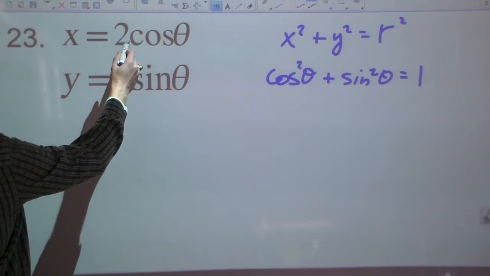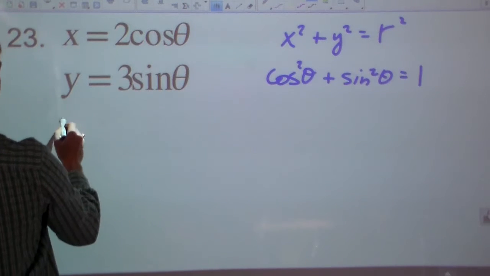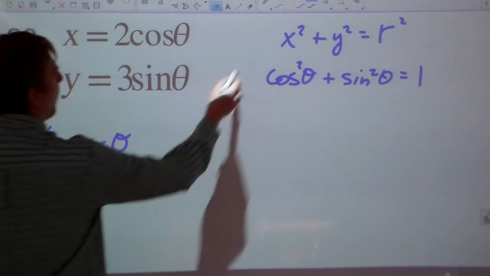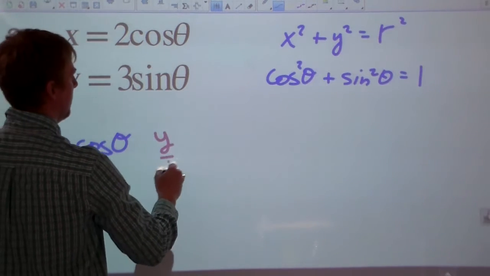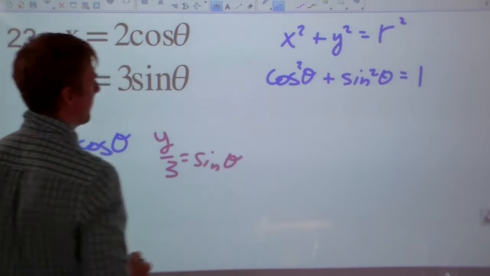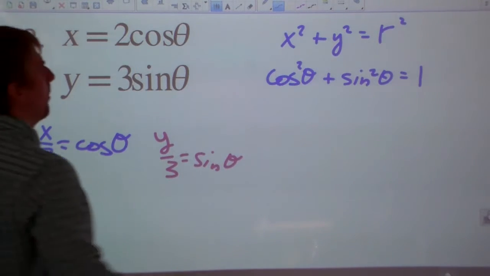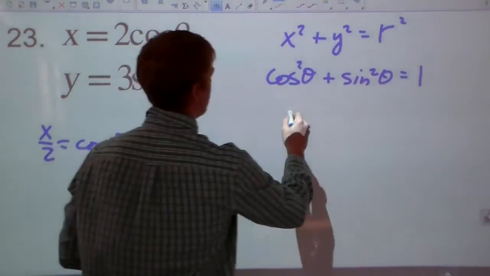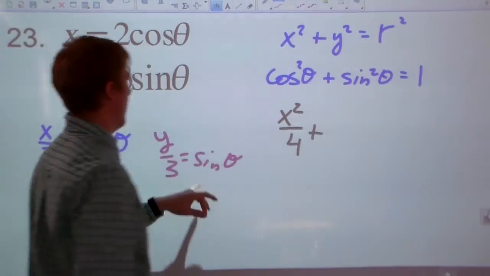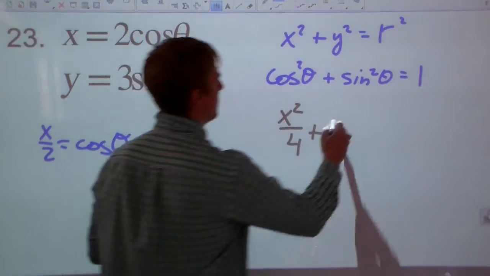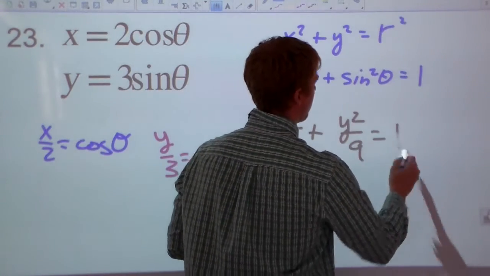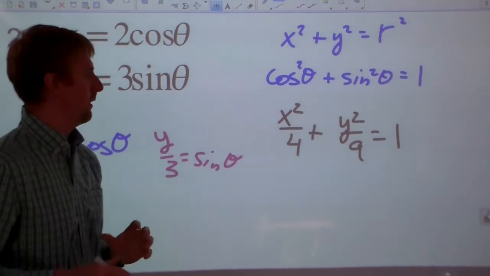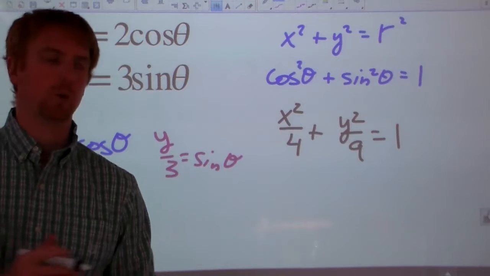So for the x equation, I just need to divide by 2, and I've got cosine theta by itself. For y, I just need to divide by 3, and I've got sine by itself. Okay. Now if I'm going to the trig form over here, cosine needs to be squared. So if I square that, I get x squared over 4. Sine also needs to be squared, so that becomes y squared over 9. And that should start looking pretty familiar. So when I told you that I could glance at that and tell it was an ellipse, now at this point, you also should be able to see it's definitely an ellipse if you couldn't tell before.